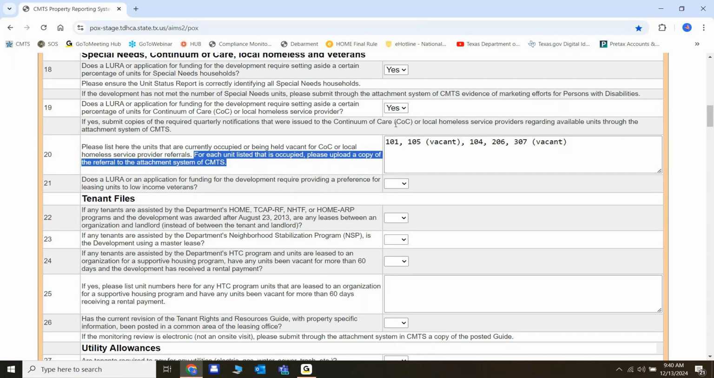And for each one that's occupied, you're going to upload those referrals so we can make sure you have those in the file. They have to have a referral from that continuum of care or local homeless service provider.